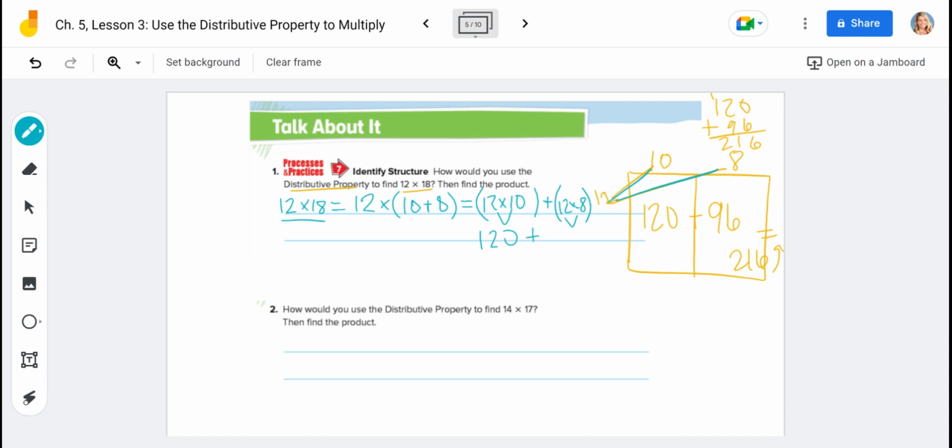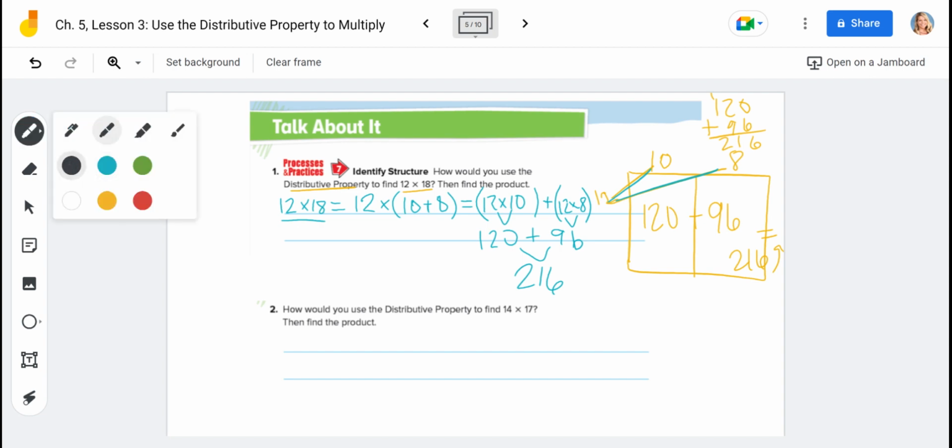Drop down your plus sign. Whenever I multiplied 12 times 8, I got 96. Don't leave off your plus signs. Y'all leaving off your plus signs. You need them. And then whenever I added, I got 216. So I hope it's coming back to you. I hope this is easy. I hope that one extra step doesn't throw you off.